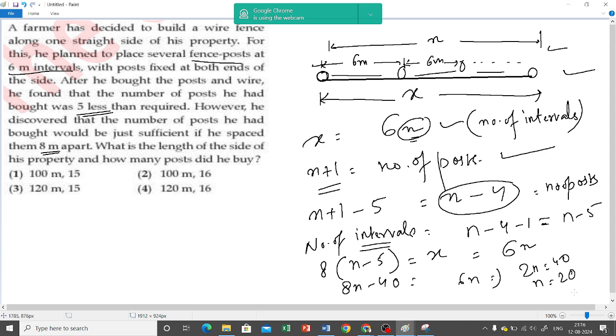N is 20, right? Now what is the length of the side of his property? So that means what is the value of x? The value of x is 6n, that is 120 meter. And how many posts did he buy? So he bought n minus 4 posts, that is 20 minus 4, 16 posts. So that means 4 is the answer.